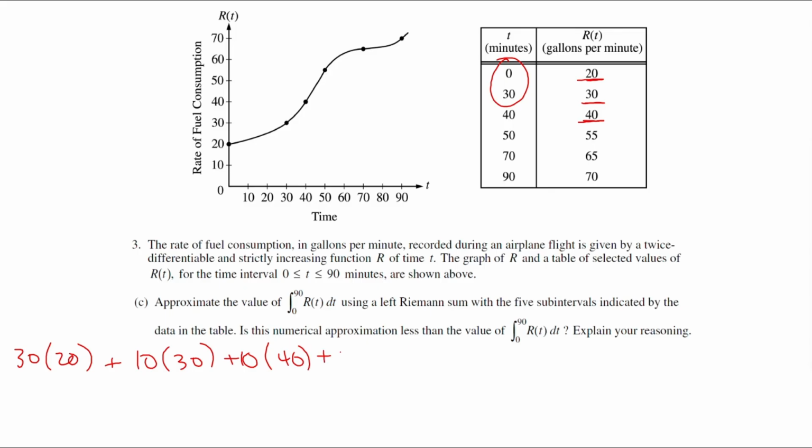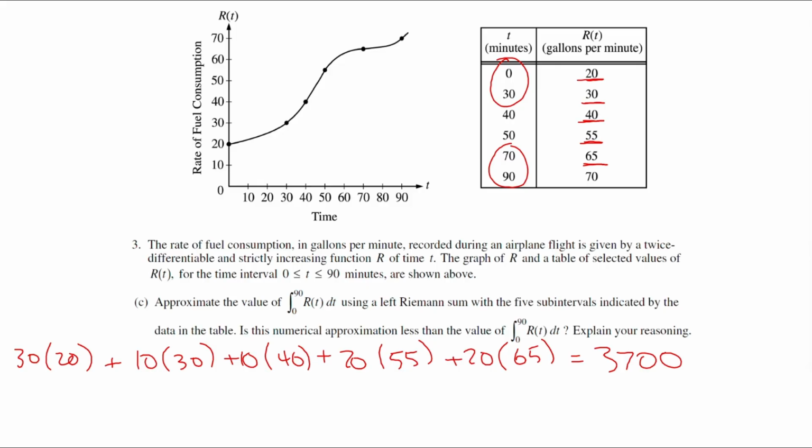From 50 to 70 is 20. And now we'll use 55. And from 70 to 90 is 20. And now we'll use 65. And this is a calculator question, so you can go ahead and use your calculator to total all that up if you want. It comes out to be 3,700.